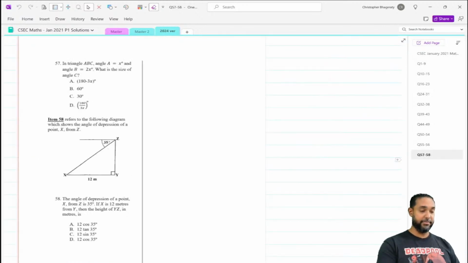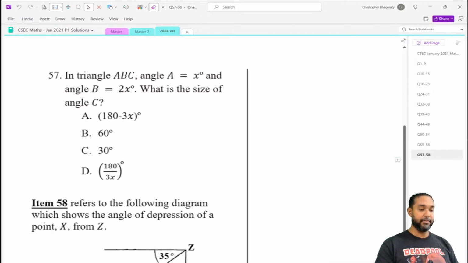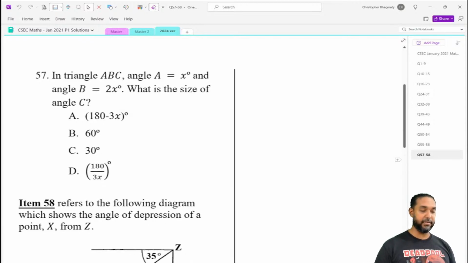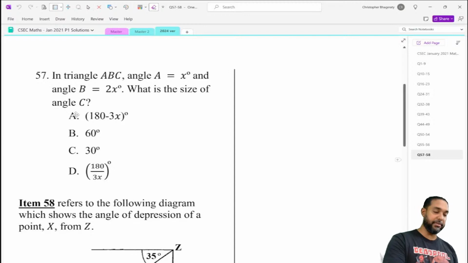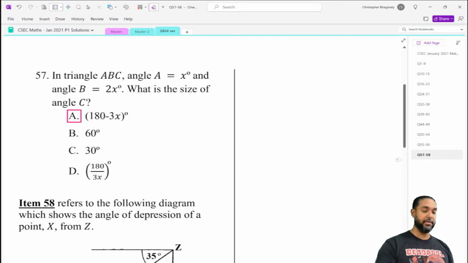Right, okay. 57, 58. Okay, we saw this previously, right? If in a triangle, angle A is x degrees, angle B is 2x, what is the size of angle C? Right, so that's 180 degrees minus x plus 2x, which gives us 3x, or 180 minus 3x.